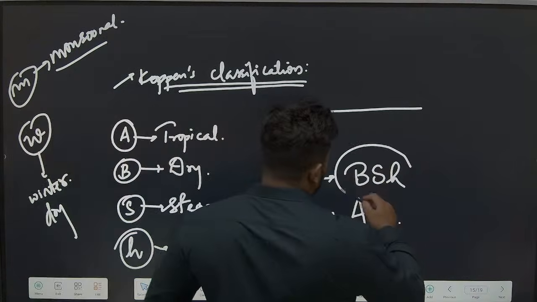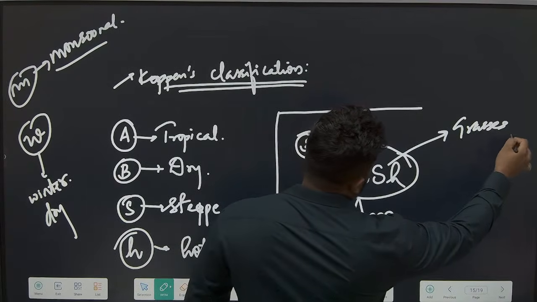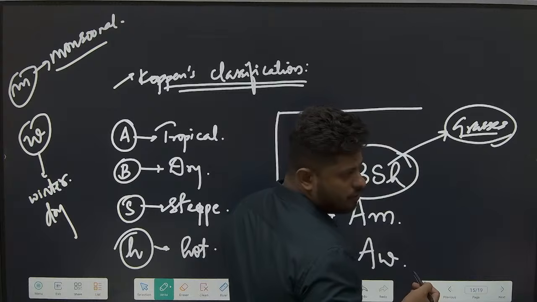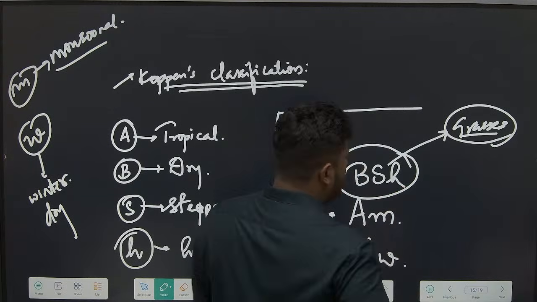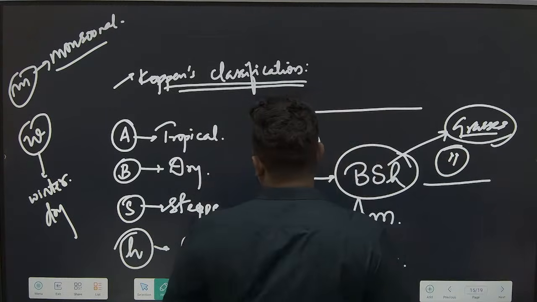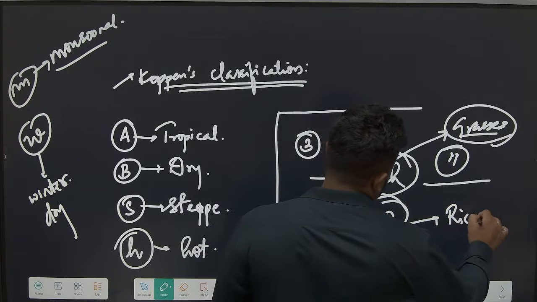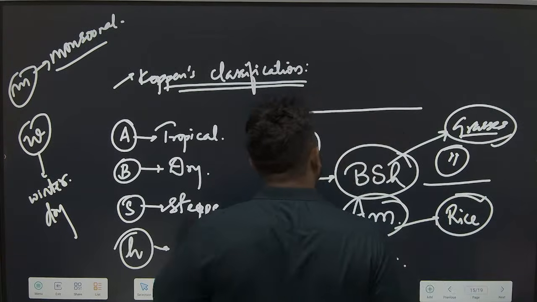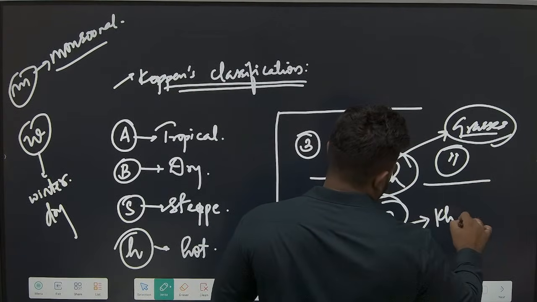Okay, steppes, what grows well over here? Grasses. Is wheat a grass? Yeah, cereals, the grain part of it, the edible part of it. So all those crops, whichever you can consider, grow well in this. And in monsoonal, what grows well over here? Rice, paddy, the kharif crops.